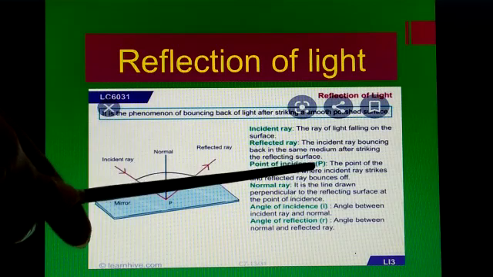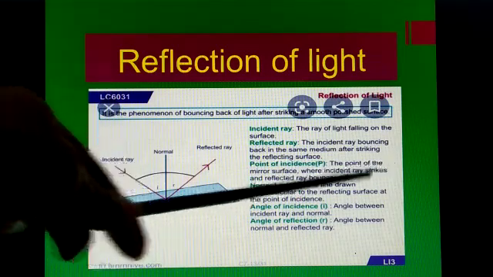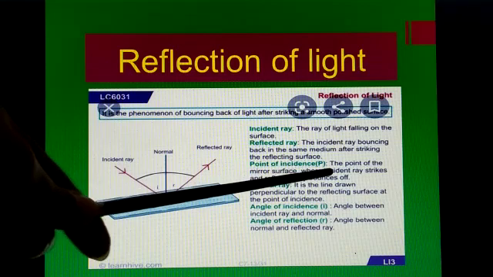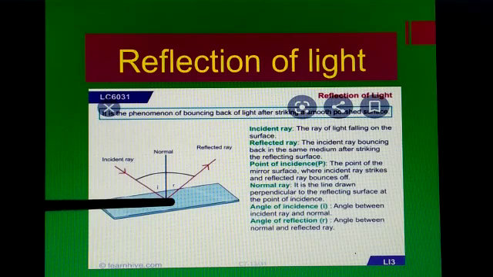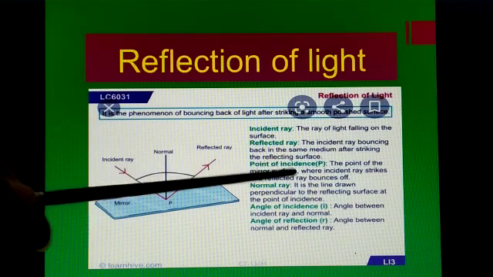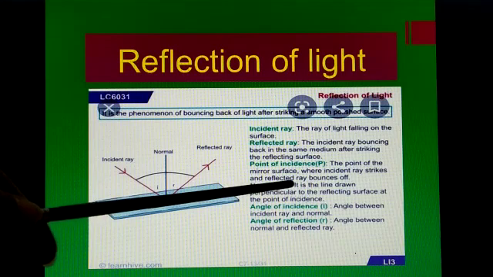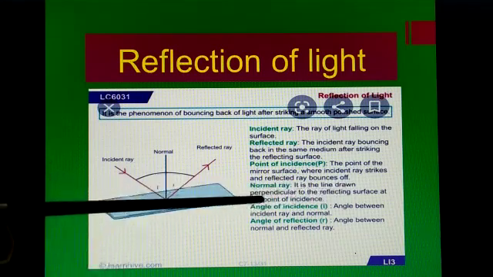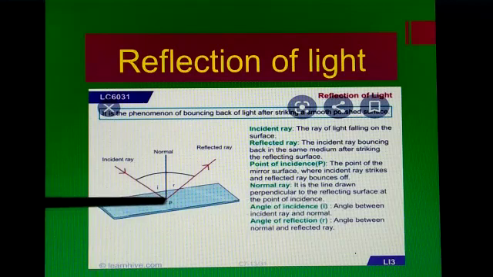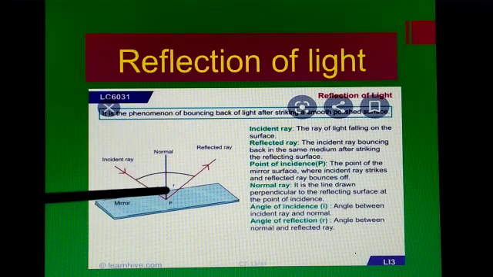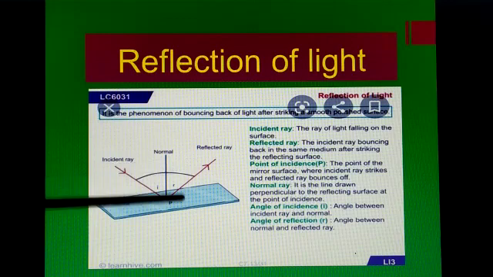Then point of incidence. Point of incidence means the point on the mirror surface where the incident ray strikes and the reflected ray bounces off. See here, this is the point where the incident ray strikes the polished surface. So that point is called the point of incidence. And next, normal. Normal is the line drawn perpendicular to the reflecting surface at the point of incidence. So from the point of incidence, we can draw one perpendicular. That line is called the normal.